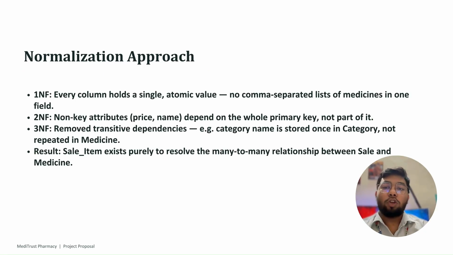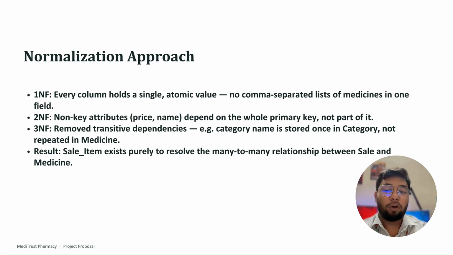Here, lastly, to improve database efficiency and avoid redundancy, we apply database normalization. We followed the first three normal forms. First normal form means every field contains only one value. For example, we should not store multiple medicine names in one database field separated by commas or any other punctuation marks. Then the second normal form ensures that all non-key attributes depend entirely on the primary key. This prevents partial dependency and keeps the data organized.